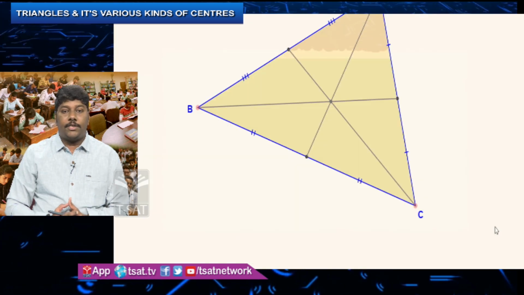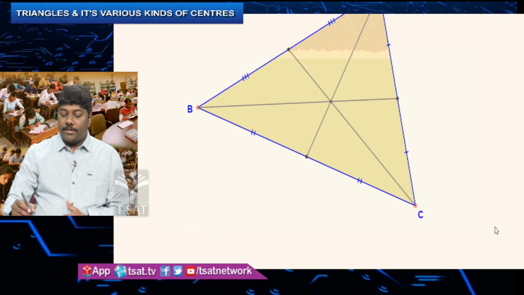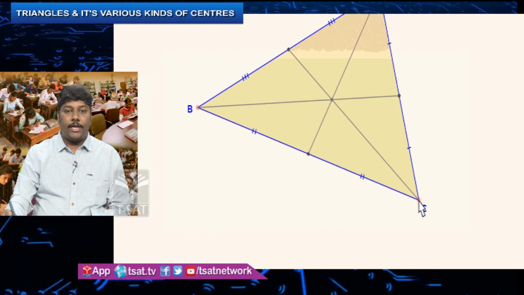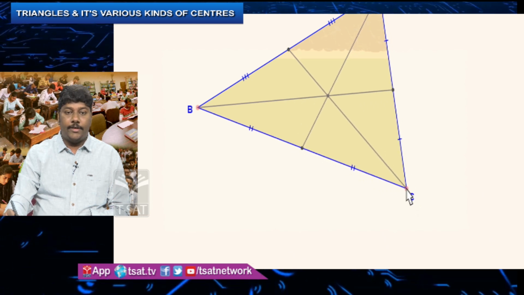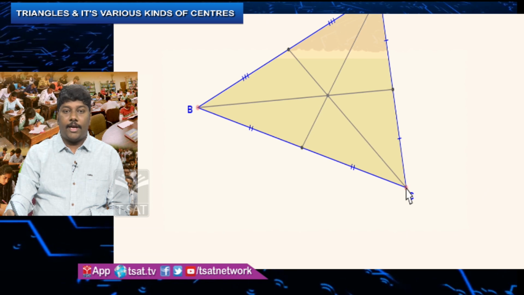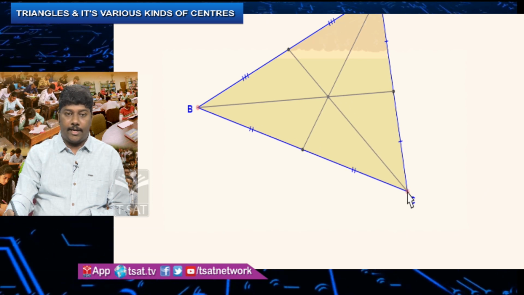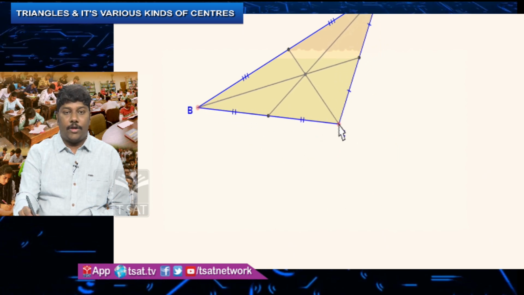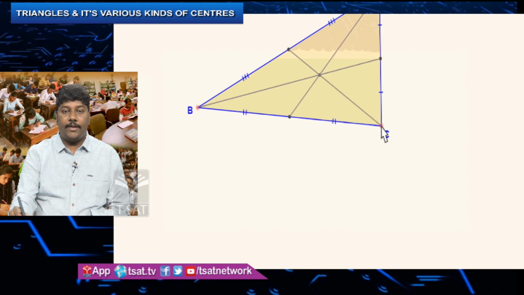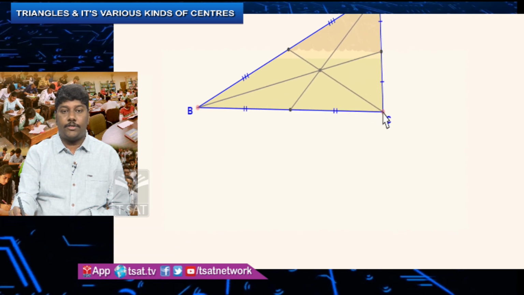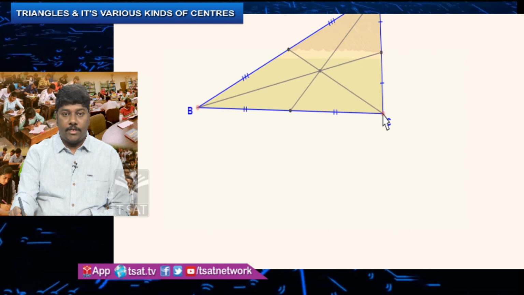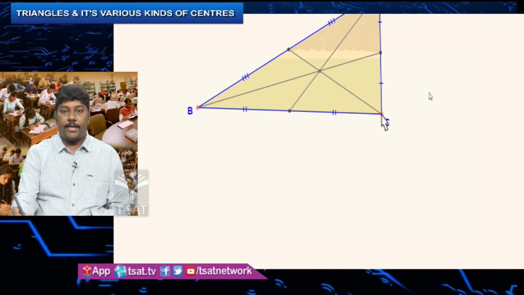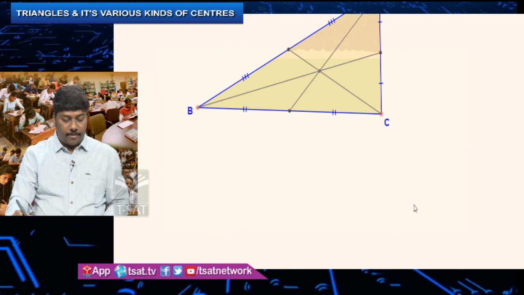First, we look at how centroid appears in the different triangles. Suppose if I take an acute angle triangle, that point here is a centroid. In an acute angle triangle, centroid always stays inside. Even if you take an obtuse angle triangle, it is also inside. If you take exactly a right angle triangle, in right angle triangle also centroid is always inside. So, centroid for acute, obtuse and right angle triangles is always inside.